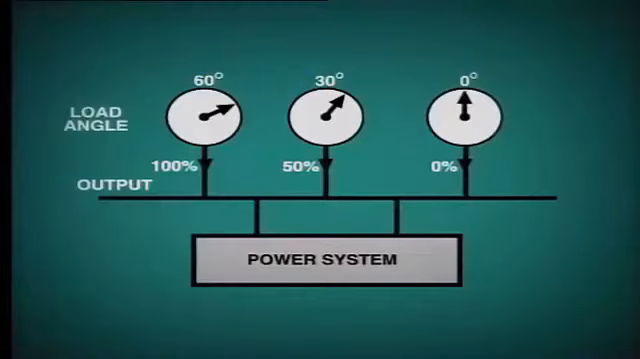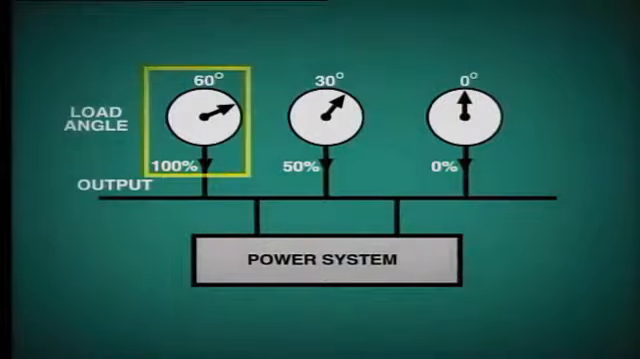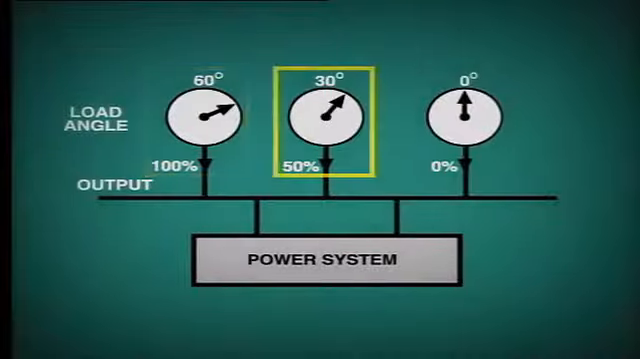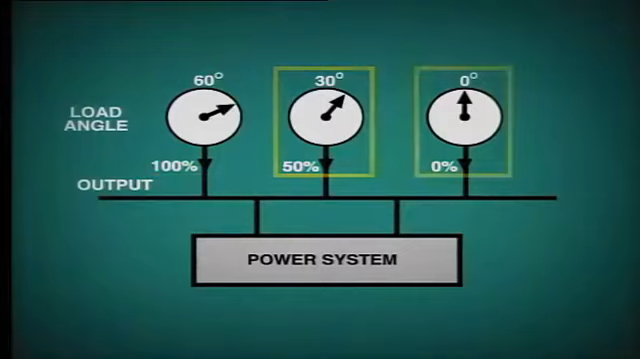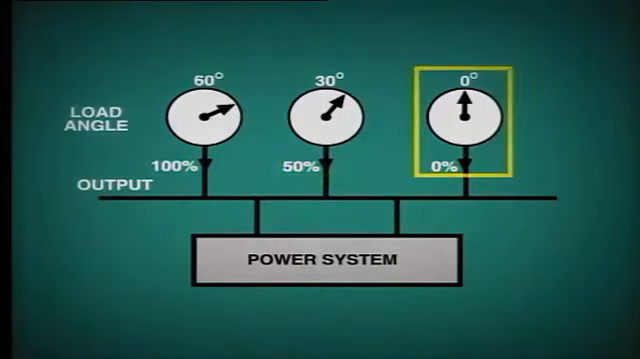So now you can see if we have, say, 3 units in parallel on a common bus. The unit which is generating at 100% capacity will have a load angle of about 60 degrees. The unit at 50% output will have a load angle of about 30 degrees, and the unit at zero load has a load angle of 0 degrees.